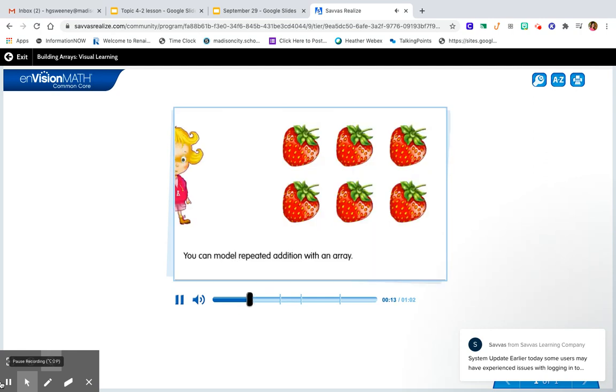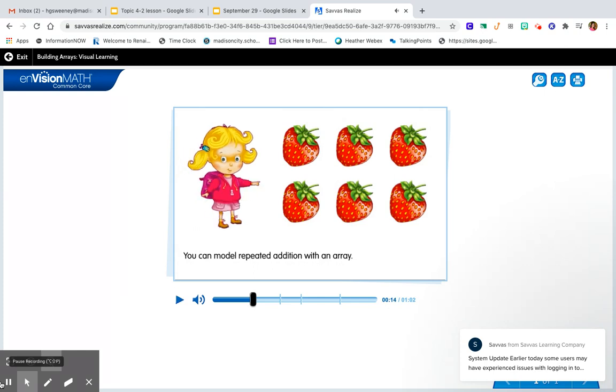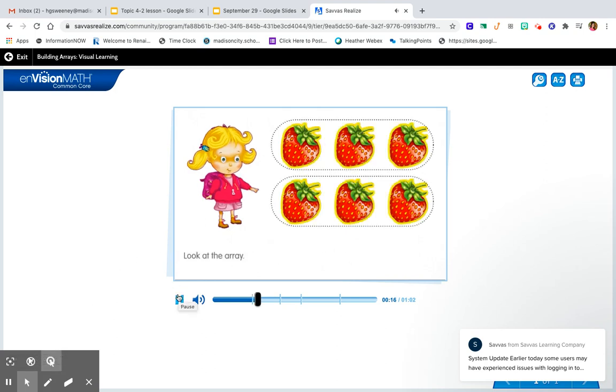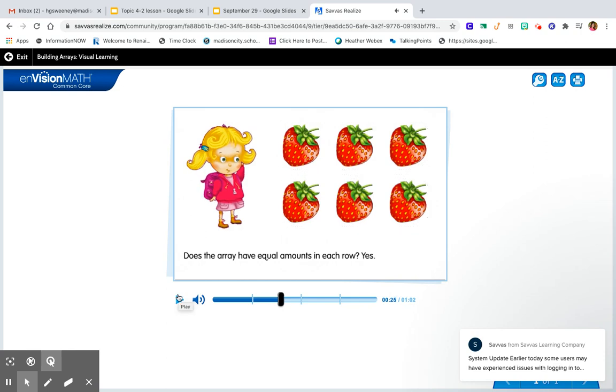You can model repeated addition with an array. Look at the array. Arrays have equal rows. Does the array have equal amounts in each row? Yes. How do you know? Each row has 3 strawberries. Arrays have equal amounts in each row.